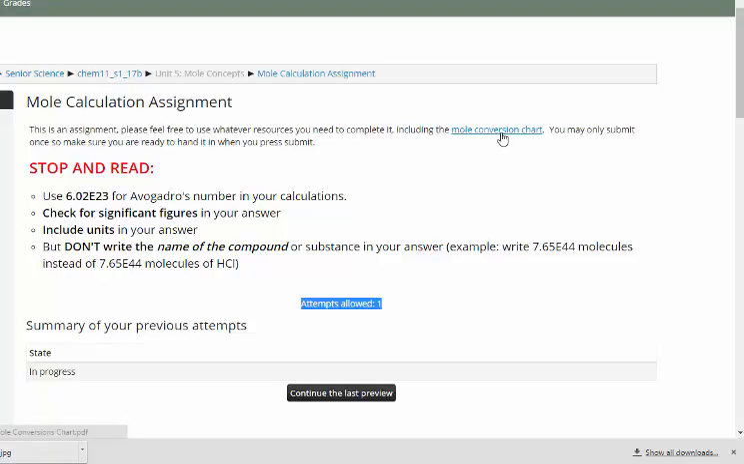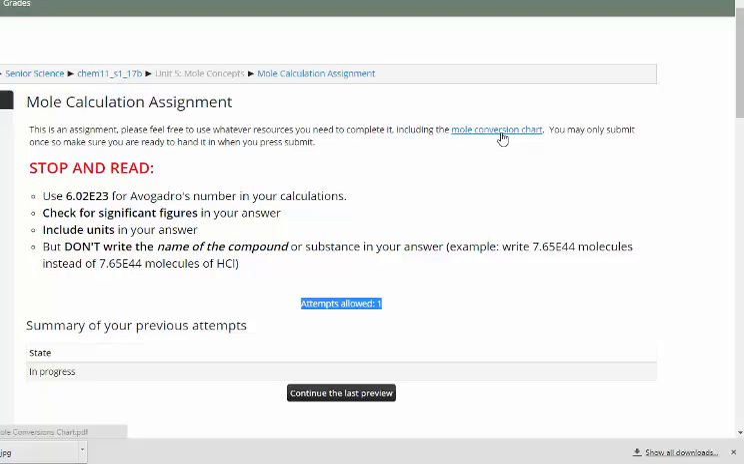Also, a couple of really important points when you type your answers in for this assignment. This assignment is set up to be marked automatically so that you get quick feedback on how you're doing with these types of calculations. So it is important that your answer is typed in a certain way so that it's recognized and you do get the correct mark for it.